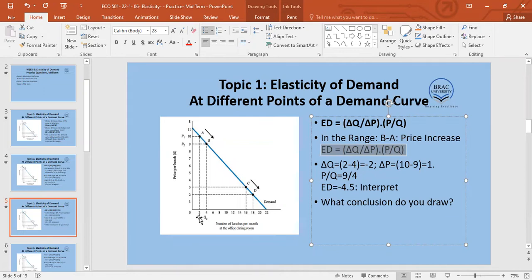স্যার কমছে স্যার। আচ্ছা, কমলে তাহলে del Q minus 2 না? হ্যাঁ স্যার। The first Q of we are at B. First Q was 4. Then we went to A. Second Q is 2. তাহলে 2 minus 4, minus 2 হবে না? হ্যাঁ স্যার। এবার clear everybody? Why it's negative? ঠিক আছে তো? As we move from B to A, মানে the graph tells us the quantity is falling. তাহলে 2 minus 4 is equal to minus 2.